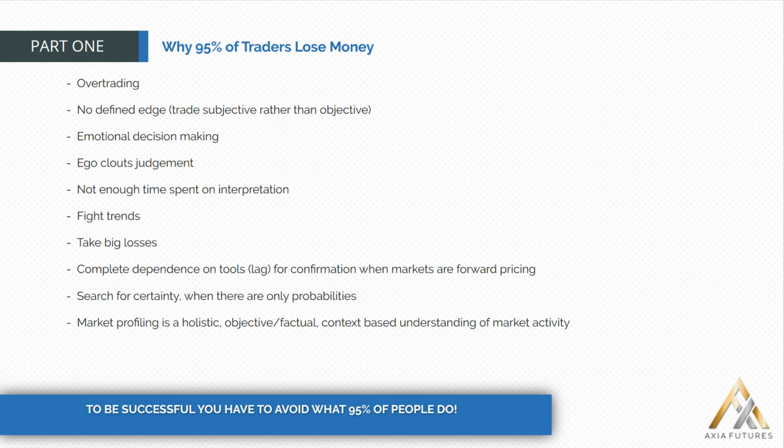Now, there's a couple of key characteristics that define the 95% of people that fail. So, in essence, if we knew why 95% of people fail, so long as we avoid those pitfalls, surely by that definition we should then be part of the 5% that succeed. So what are these characteristics? Well, first and foremost is overtrading.